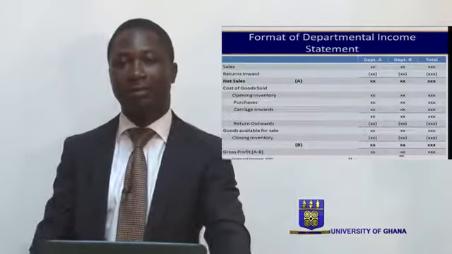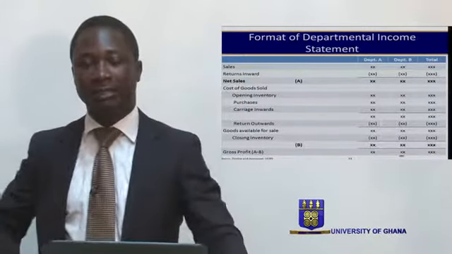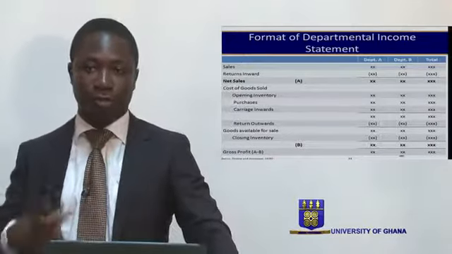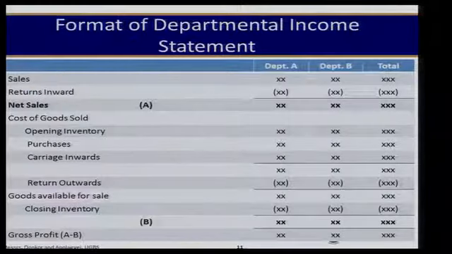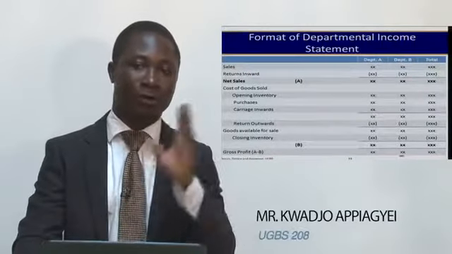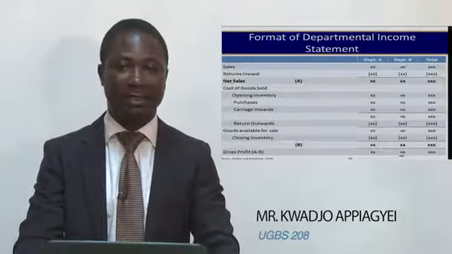The departmental account could be presented as shown on your slide. So an organization that operates two departments could have, for the purpose of preparing the income statement, a column for each department and the last column, which is the combined or the total, for you to see the overall performance of the entire organization.